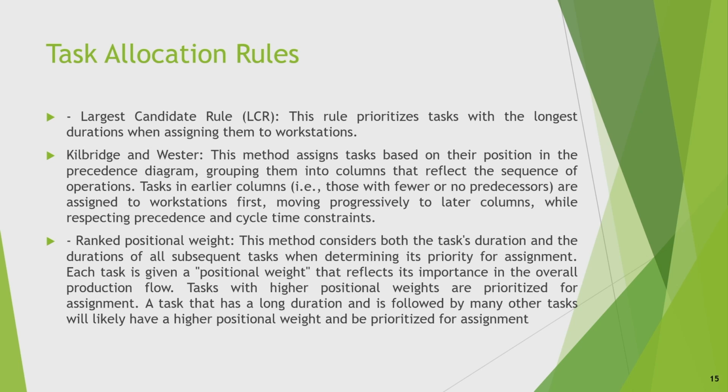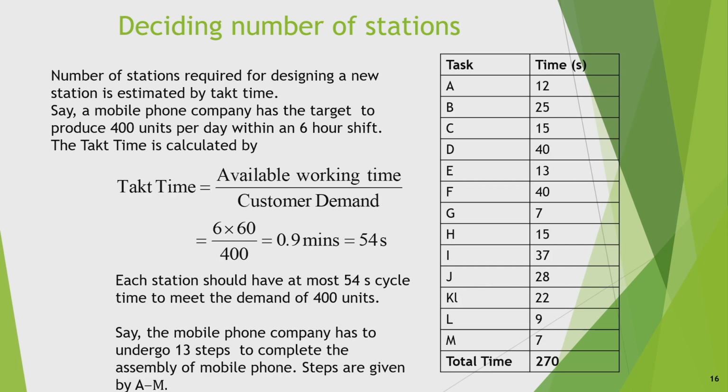And then ranked positional weight. This method considers both the task's duration and the duration of all subsequent tasks when determining its priority for assignment. Each task is given a positional weight that reflects its importance in the overall production flow. Tasks with a higher positional weight are prioritized for assignment. A task that has a long duration and is followed by many other tasks will likely have a higher positional weight and be prioritized for assignment.